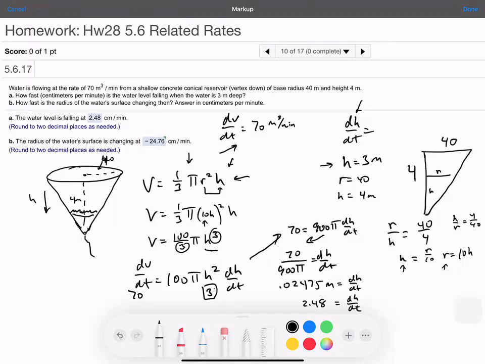Now, their question is also followed up by a second part: how fast is the radius changing? Well, we could rewrite this whole equation for r, but there's actually a trick. Looking here, if I have h and r, let's take the derivative of h and r and see what happens. Let's actually use this one, it's easier. So r is equal to 10h, and sorry I didn't get to this in class, but if I take the derivative, dr over dt is equal to 10 dh over dt. And if I'm solving for dr dt, I just need to plug in my dh dt.